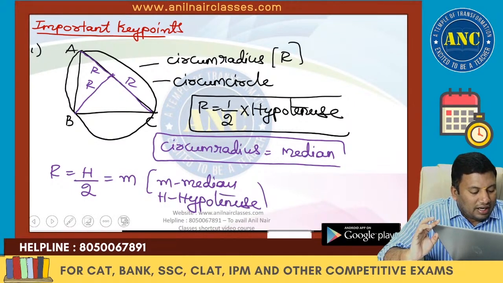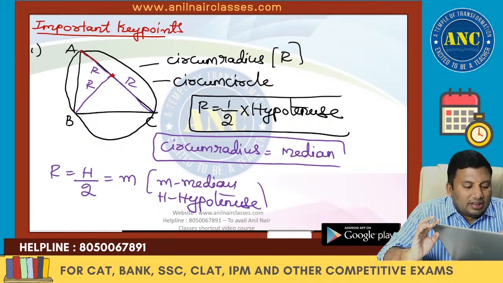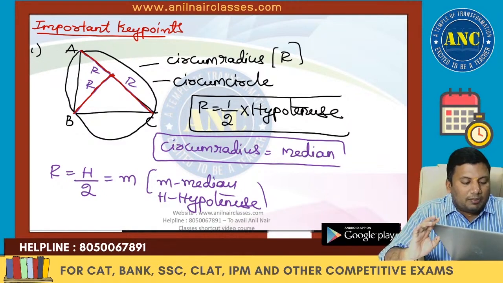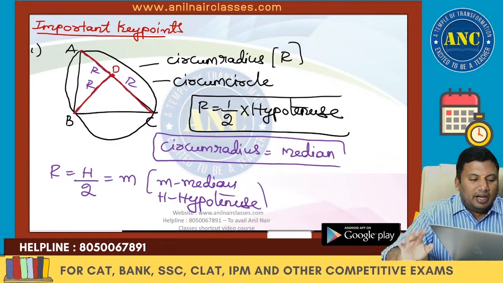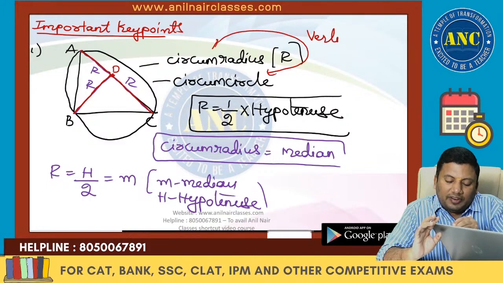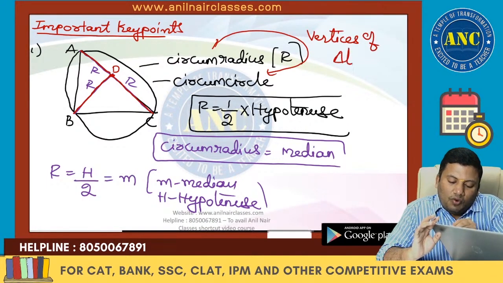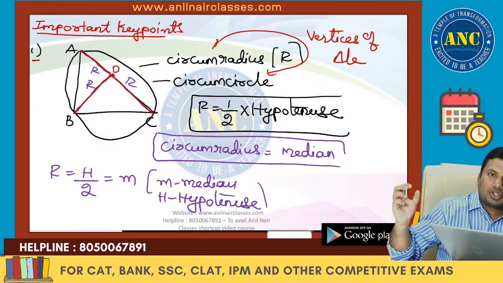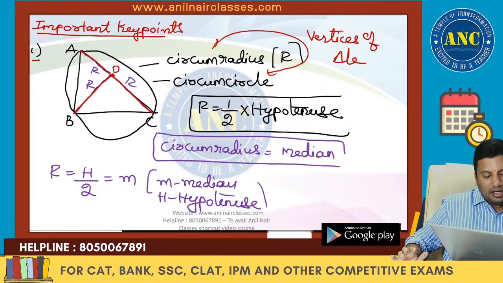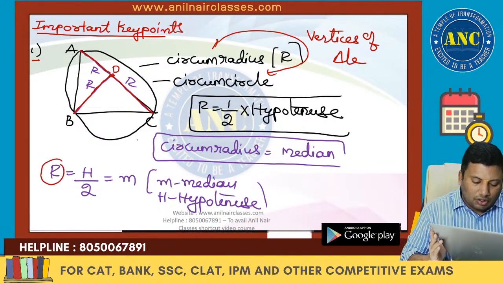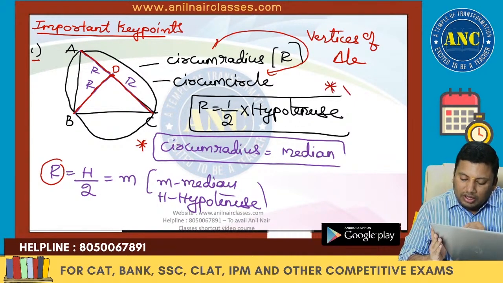Because if I draw a line from the midpoint, this is the radius, this is the radius. That means this is the midpoint. The line joining the midpoint of a side to the opposite vertex is called the median. Therefore, BD is the median. The circle touching the vertices of a triangle is called the circumcircle. First important key point: when solving a question, we directly use this. The circumradius is always half of the hypotenuse and is also the median.